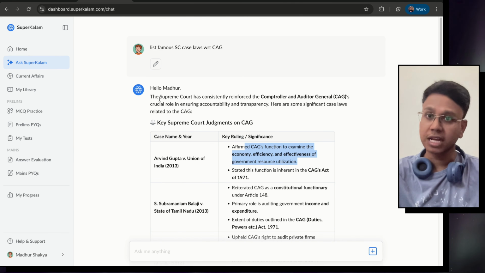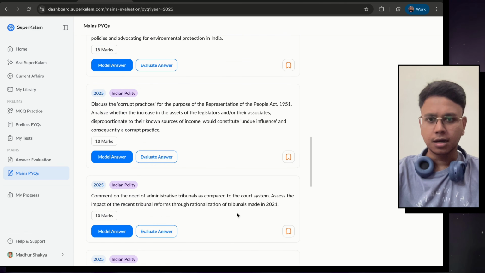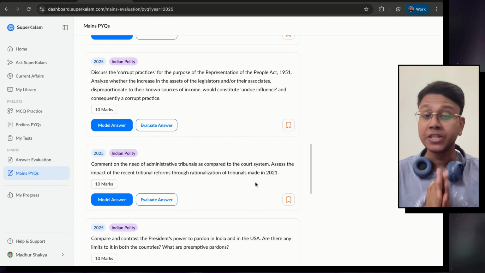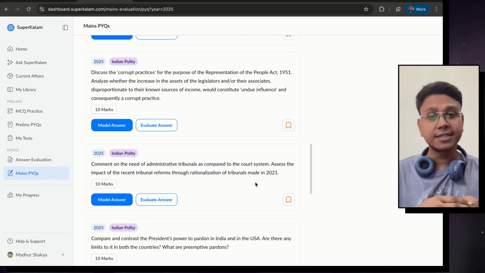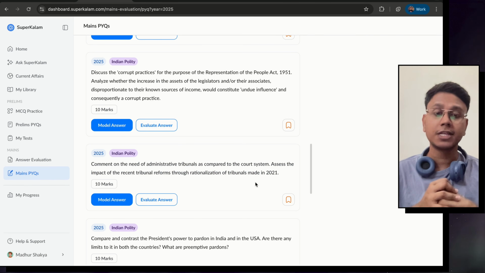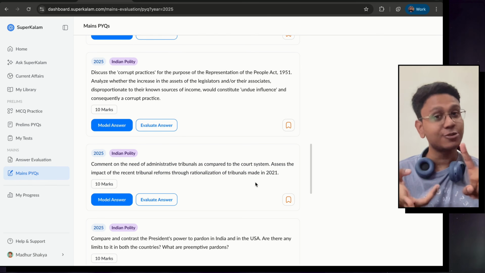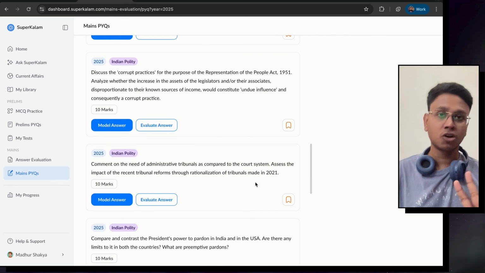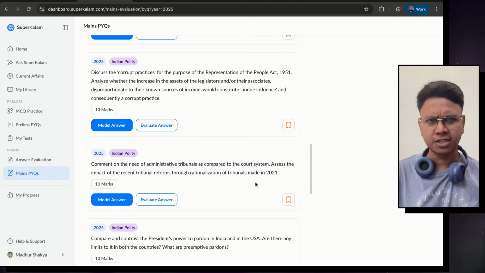So the next question I'll give is a PYQ only. Okay, so a 2025 question. I think you should try attempting this 10-marker. The question is: comment on the need of administrative tribunals as compared to the court system. Assess the impact of recent tribunal reforms through rationalization of tribunals made in 2021. Here you can use case laws also. Here you can use articles also. Here you can use examples also. I want to replicate today's learning in this answer, and let me know in the comment section how much you scored and how you have written the answer. You can also write your answer in the comment section itself. I will be more than happy to look into it, right?